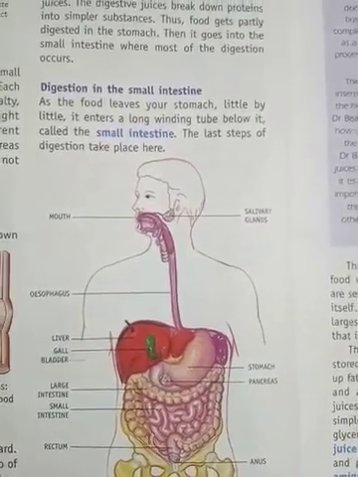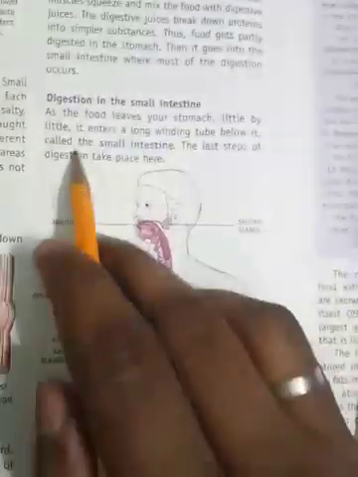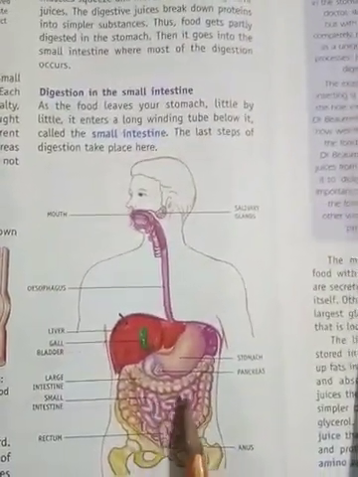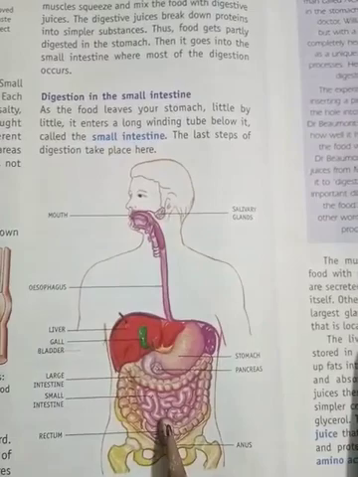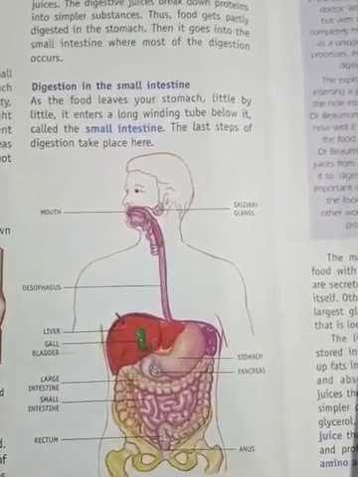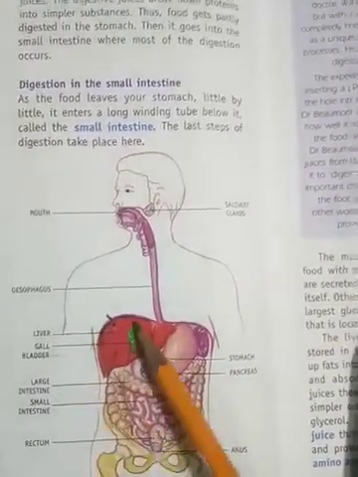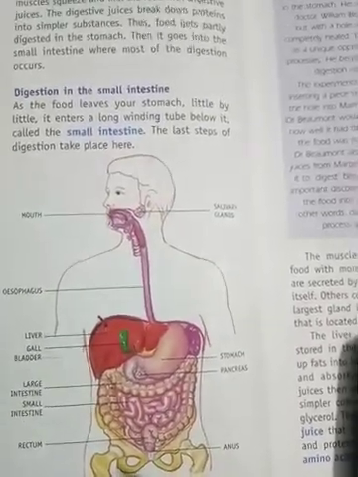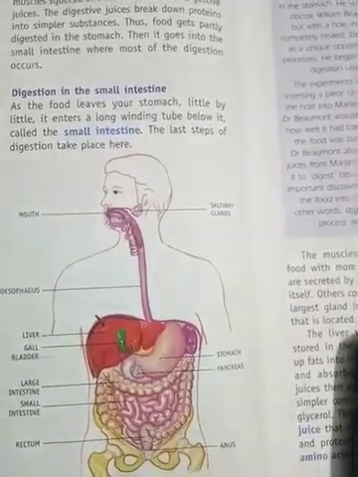The first topic that we will be coming across is digestion in the small intestine. The small intestine is highly coiled and about 7.5 meters long. It receives secretions from the liver and pancreas. Besides, its wall also secretes juices.